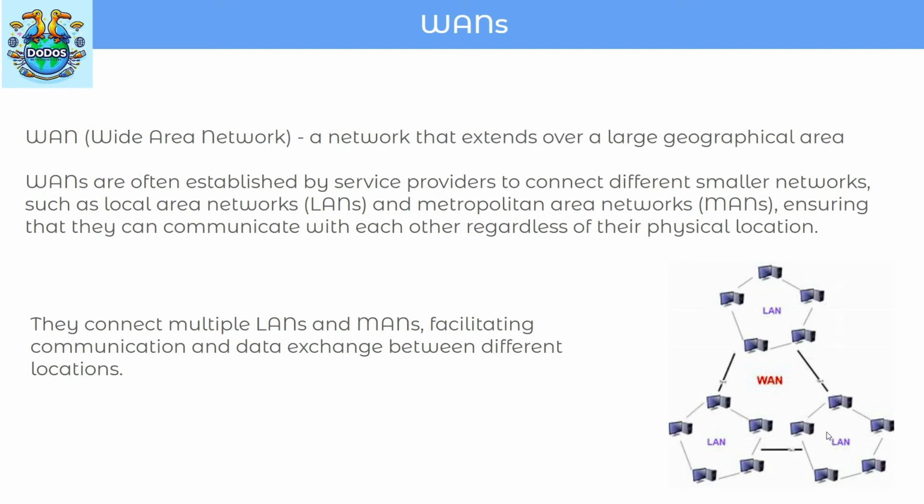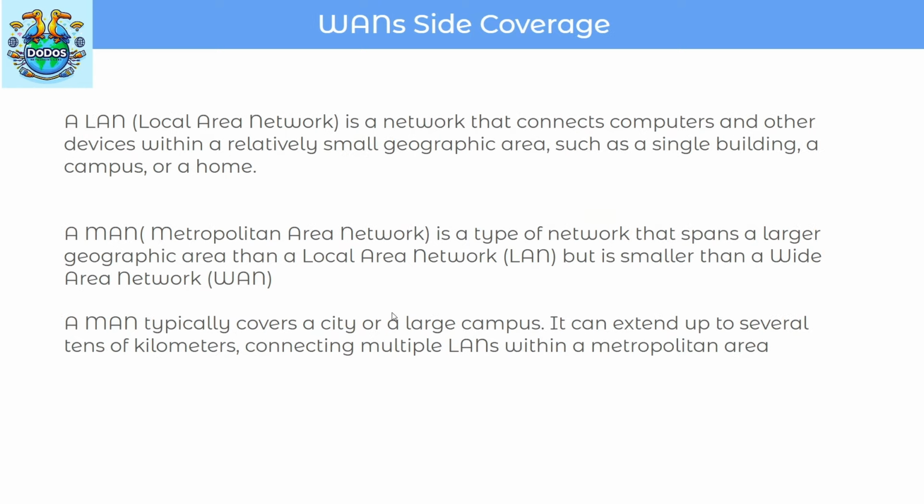See, such as LAN, LAN, LAN, and then connected all together it's called WAN. That's about it. So basically a LAN, local area network, if you're curious what a LAN is, it's a network that connects computers and other devices within a relatively small geographic area, such as a single building, a campus, or a home. And then a MAN, which is a metropolitan area network. So this is just an overview, if you don't know what builds up a WAN, of what we talked about in the previous slideshow.